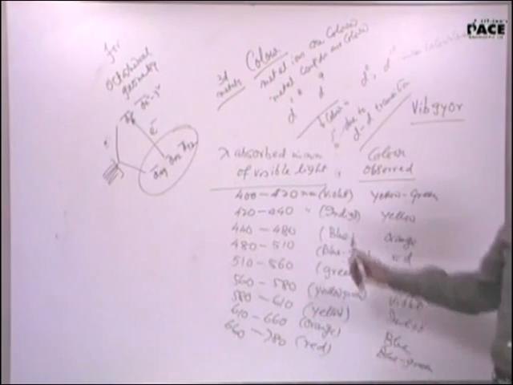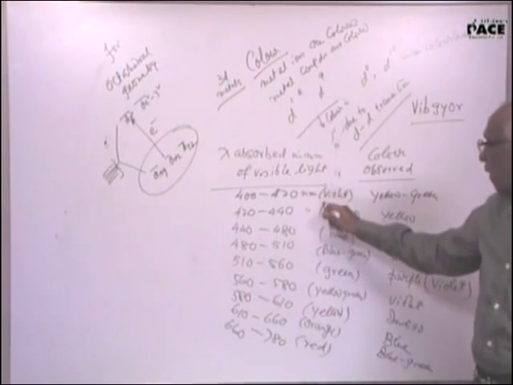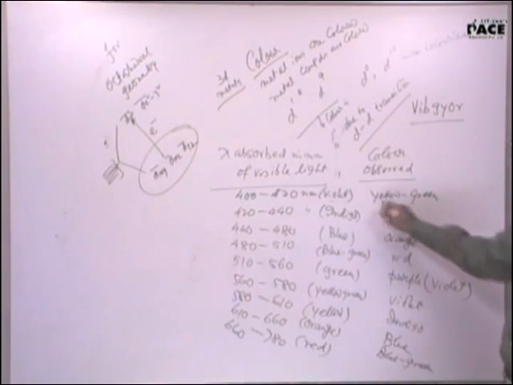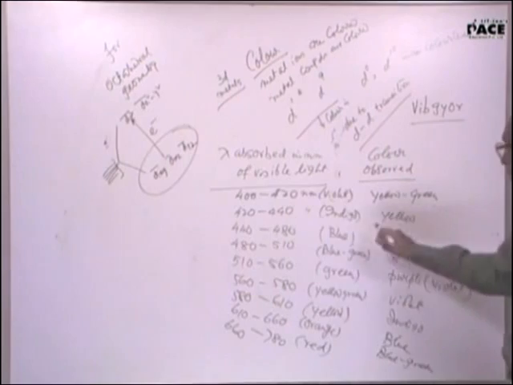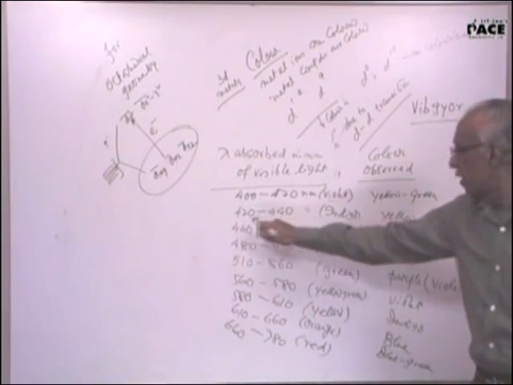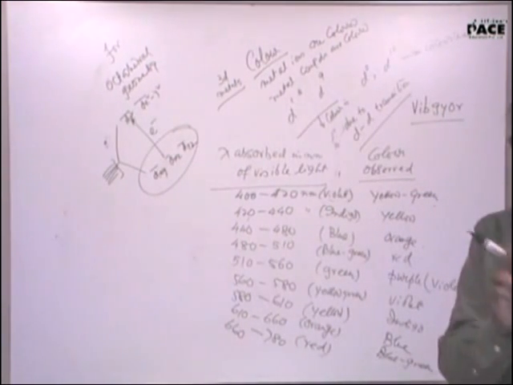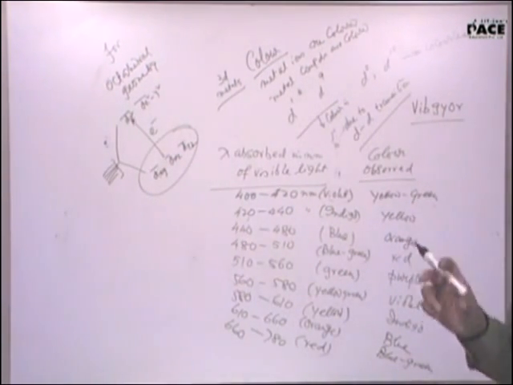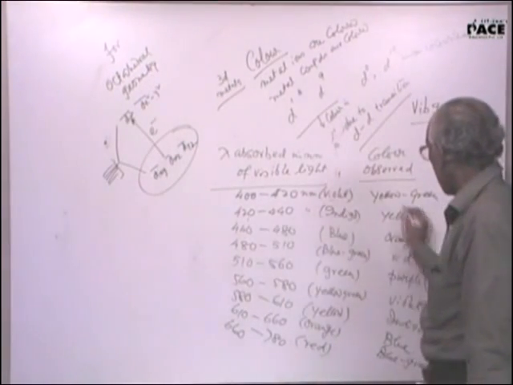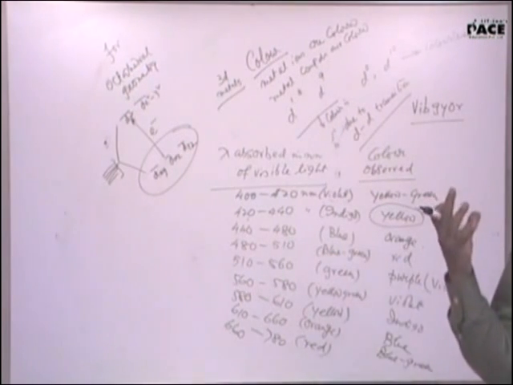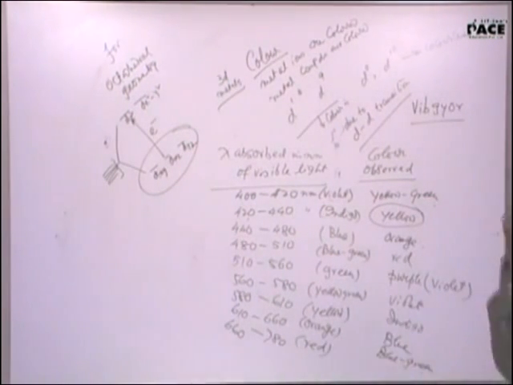Now you can see that the violet portion of the visible light is absorbed. The color you observe is yellow green. When indigo, 420 to 440 nanometers, corresponding to indigo of the visible light, is absorbed, the color observed is yellow. So the different shades of color are due to different portions of the visible light being absorbed.